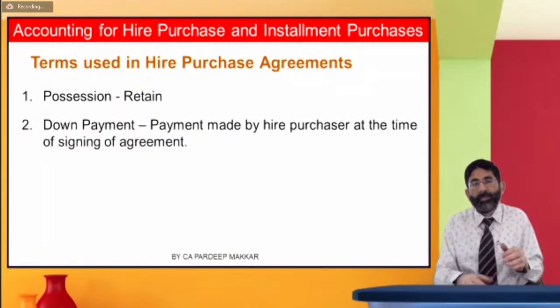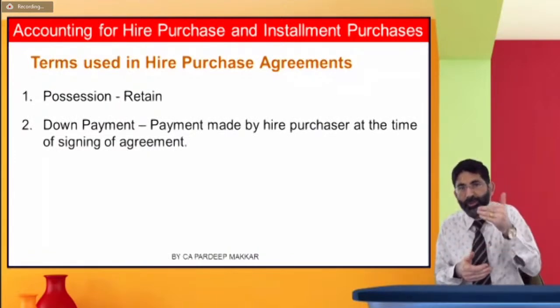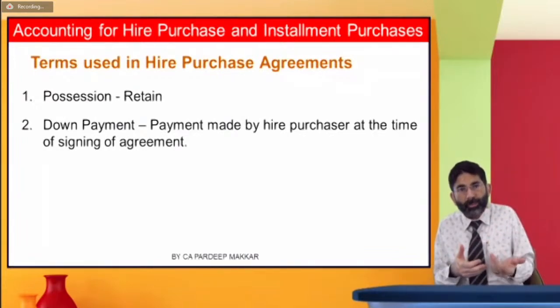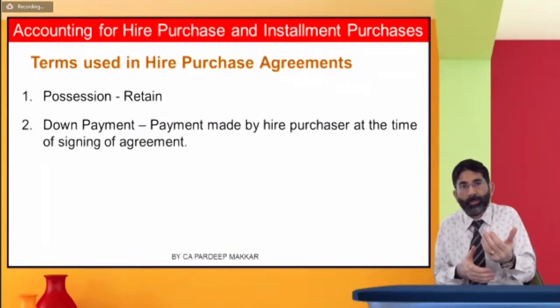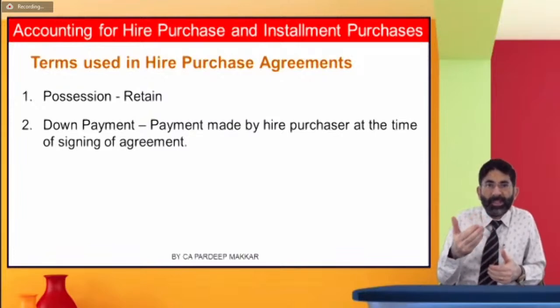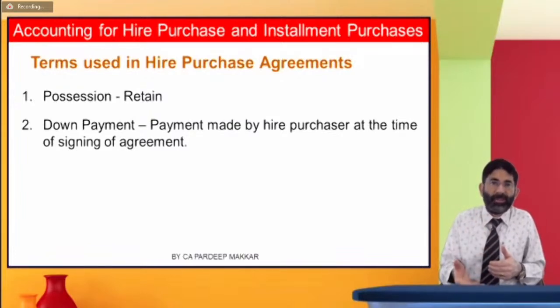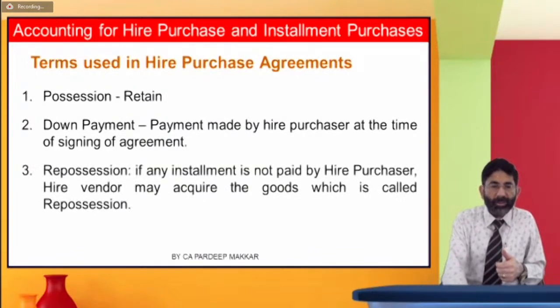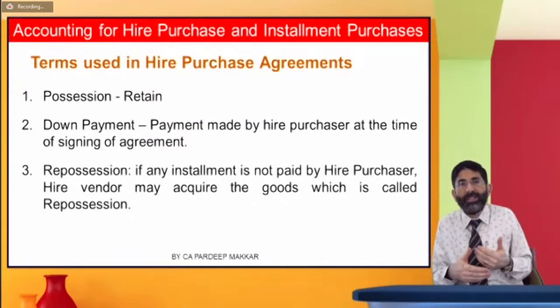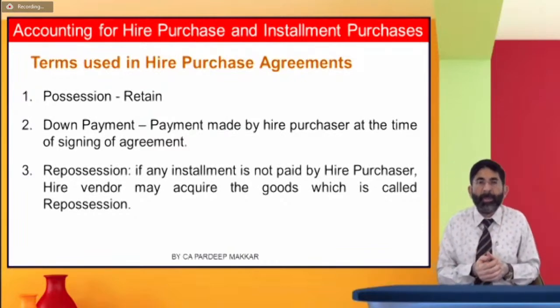Next, down payment. When the vendor gives him the possession of the goods, at that time some initial payment is to be made. That may be the first installment which is to be made at the time of taking over the goods, at the time when the hire purchaser possesses, retains, acquires the goods. Whatever payment is made at the first instance is called down payment. And obviously at that time an agreement is to be signed. So we are saying payment made by the hire purchaser at the time of signing the agreement or acquiring the goods, one and the same thing.